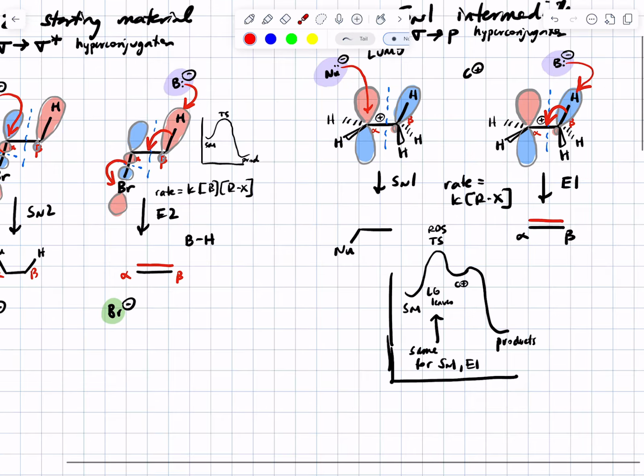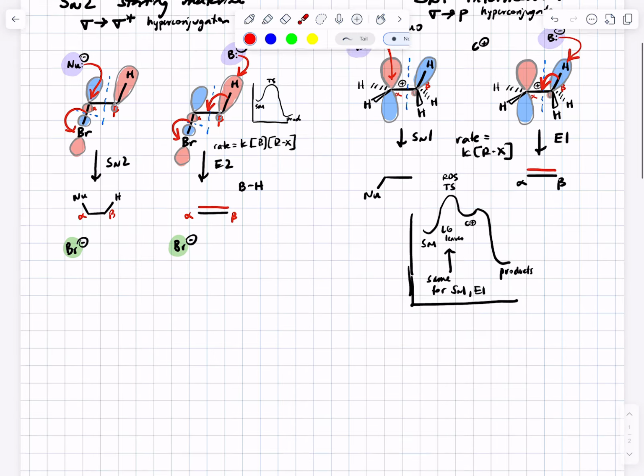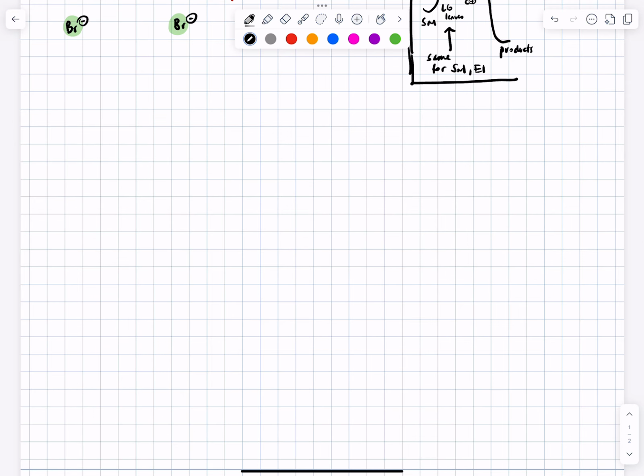All right, so what we want to develop now that we're used to the idea that sometimes these things are going to compete with each other is building a framework so we know what to expect and when to expect it. We need to talk about how the nucleophile or base influences substitution versus elimination, and we need to talk about how the structure of the alkyl halide influences whether it's going to be a substitution versus an elimination reaction.